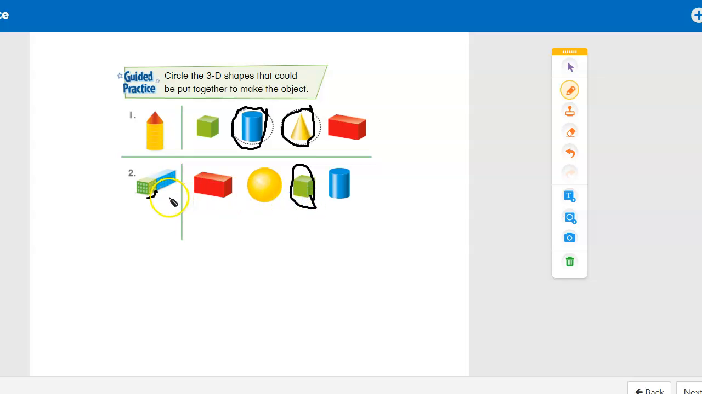And then what does the rest of this model look like? What object out of these over here would that have been? A rectangular prism. So you should have circled a cube and a rectangular prism. Those were the 2 shapes put together to make that object.